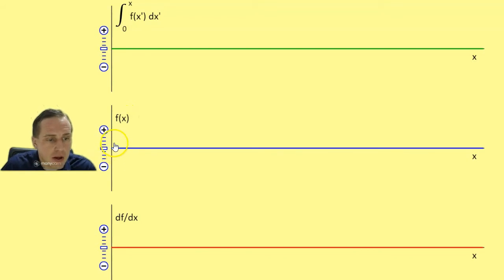And now here we have a function of x, this function here in blue, on the vertical axis, and we have a horizontal axis that is the independent variable x. Notice also we have the integral shown here, and then we also have the derivative shown here.